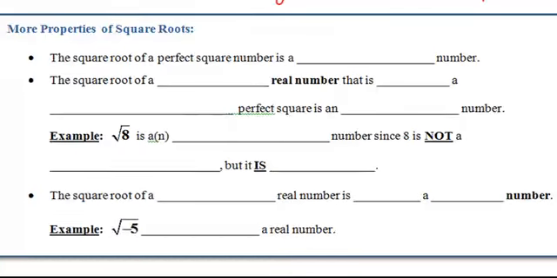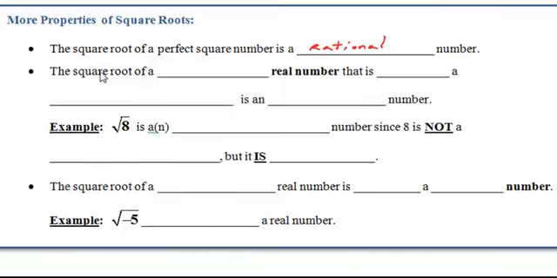Let's again look at properties of square roots. The square root of a perfect square number is a rational number. Now, the square root of a positive real number that is not a perfect square is an irrational number.